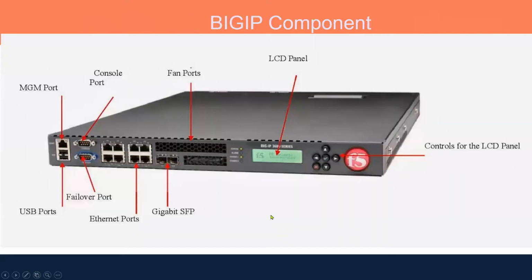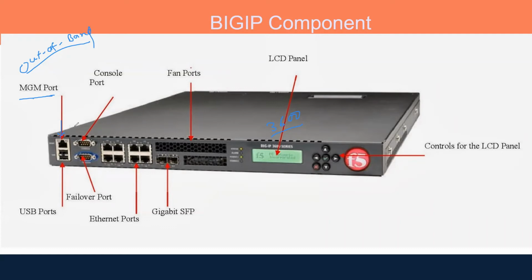Now moving to the next one, we talk about F5 components. This is the F5 physical device. This is the 3600 series of BIG-IP device. So you would see in this 3600 there are different components over here. One is the management port. This management port is used for out of band management. So this management port is a dedicated port. Using this, you can access your F5 device.